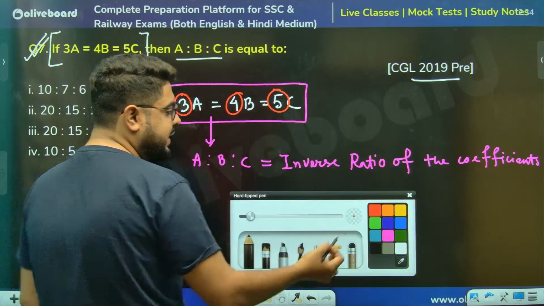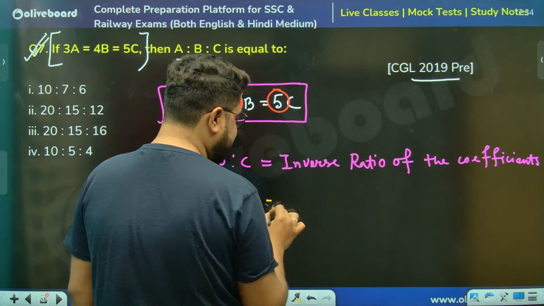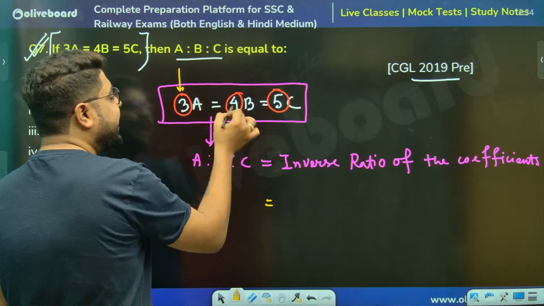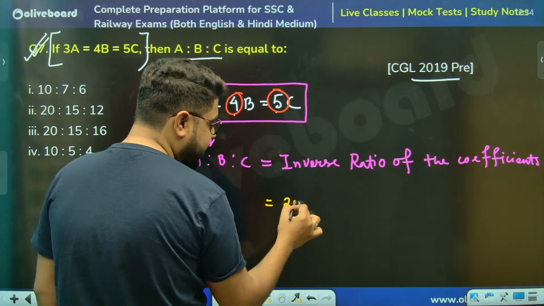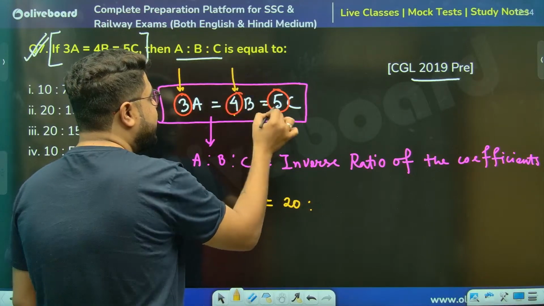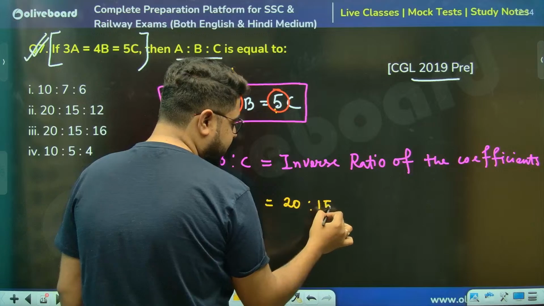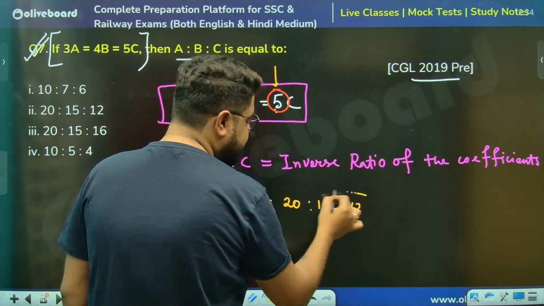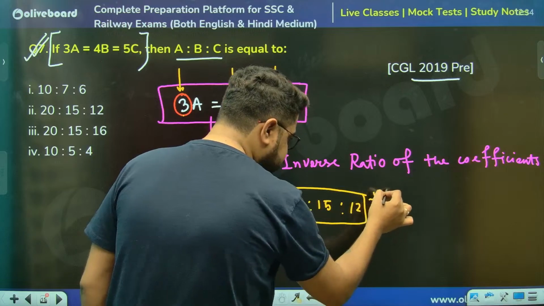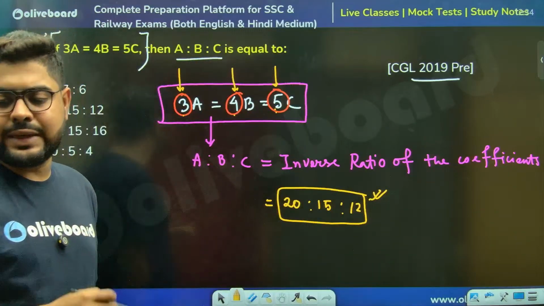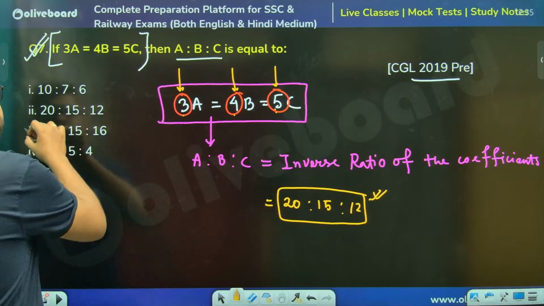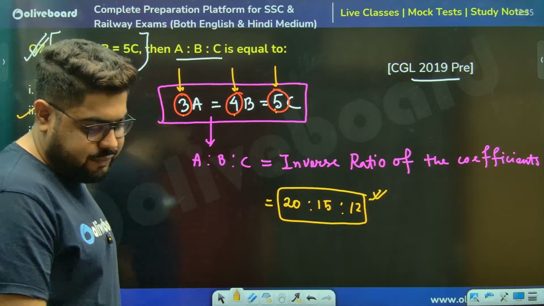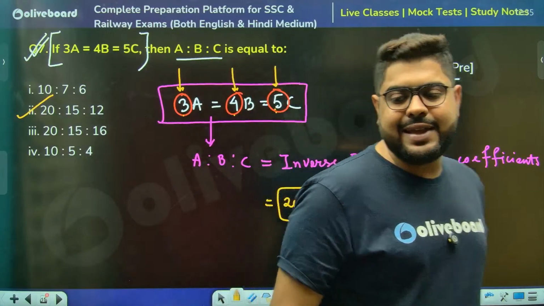Sir, anybody now can say what that ratio is. Instead of 3, I'll write 4 into 5, 20. Instead of 4, I'll write 5 into 3, 15. Instead of 5, I'll write 3 into 4, 12. Sir, that is your answer directly. You see how you solve questions in 10 seconds. 20, 15, 12. Option number 2 is the answer, sir.